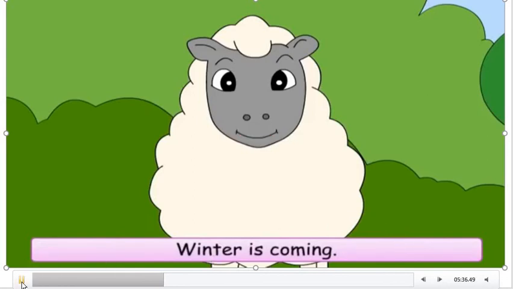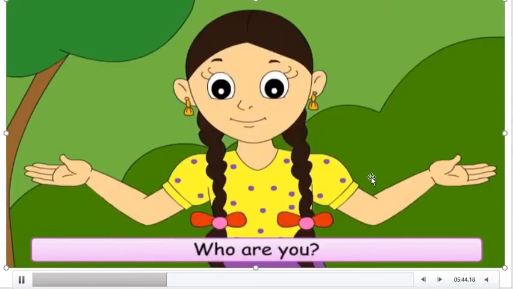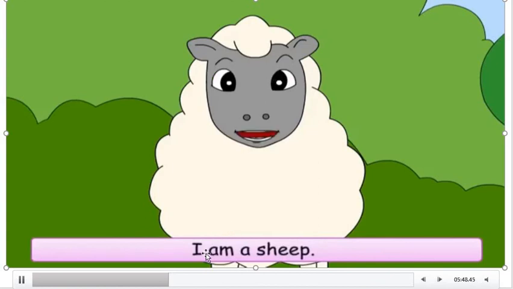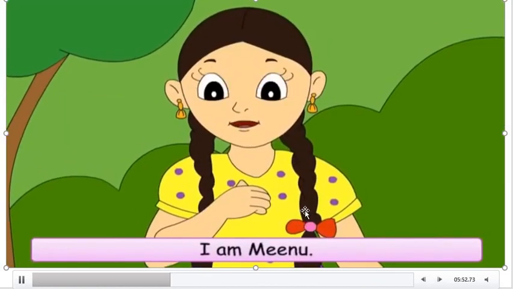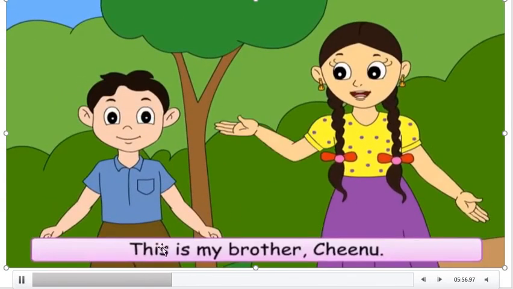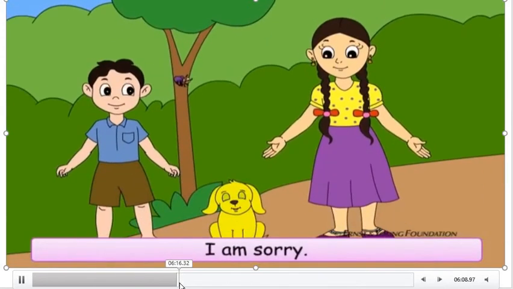Winter is coming, exactly. So in the winter season you feel cold. And why is this sheep telling us about the cold? Let us see. So now Minu says, who are you? Because Minu does not know this sheep. So the sheep says, I am a sheep. And students, if you remember in the question answers we saw that we get the woolen clothes, correct? So now Minu and her brother are talking to the sheep.